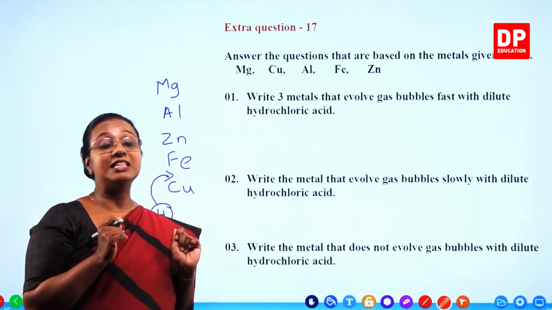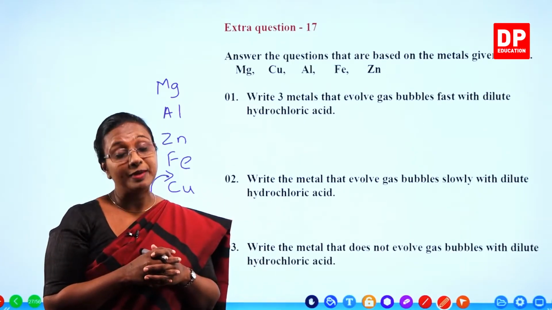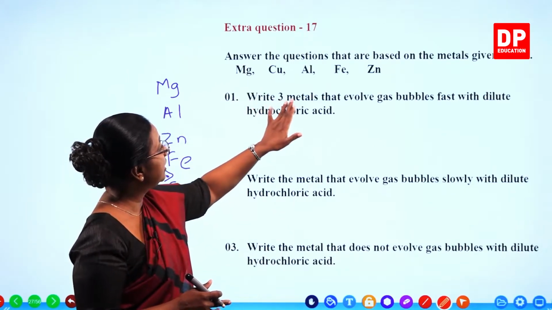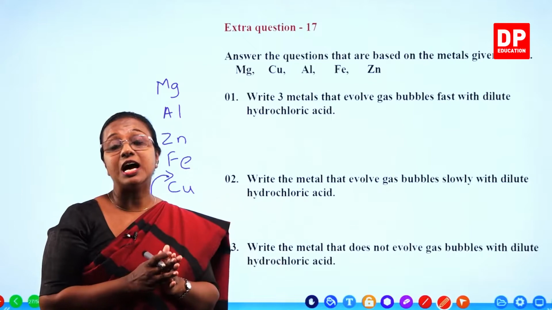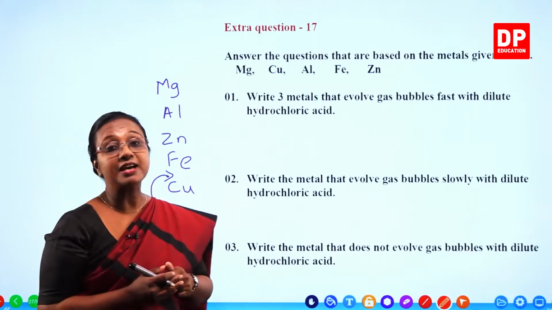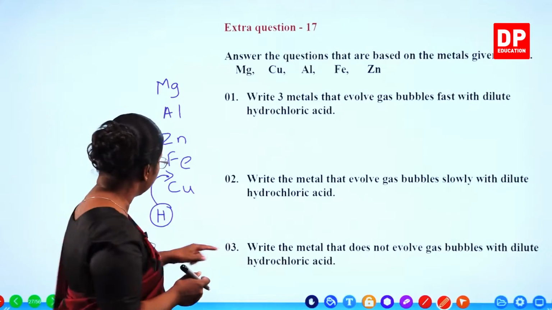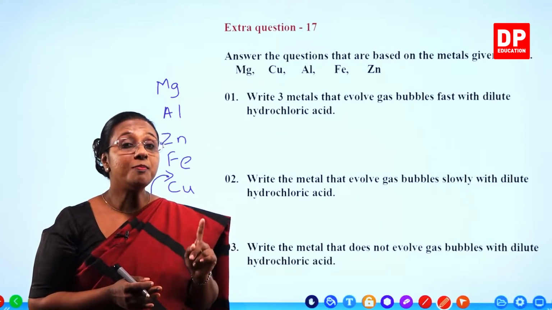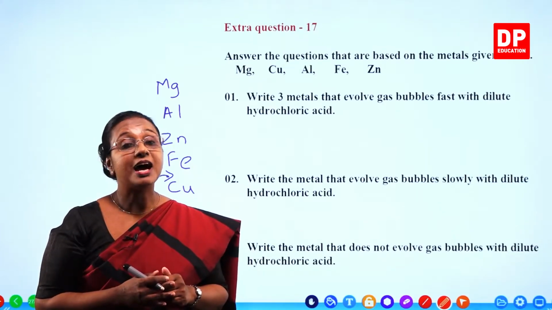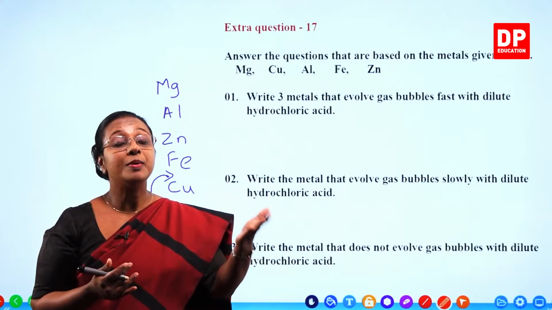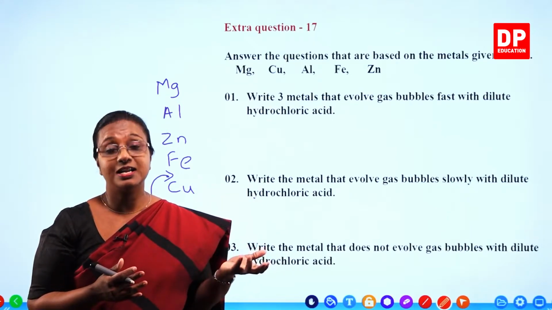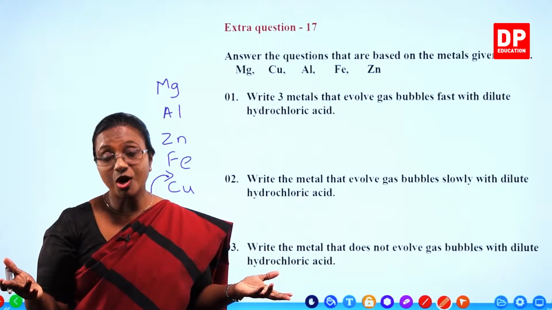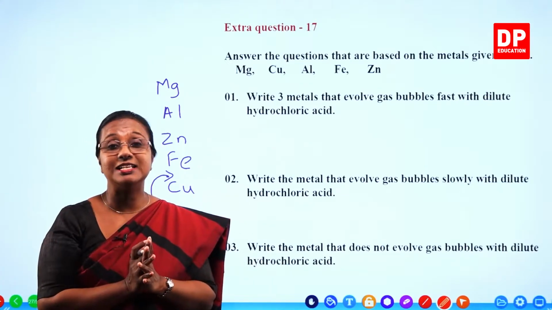So if you relate this with the reactivity of metals with acids, you can remember that magnesium, aluminium and zinc react fast with dilute hydrochloric acid. Iron reacts slowly with hydrochloric acid. Why? Because iron is just above hydrogen and it is a slow reaction. But copper does not react with dilute hydrochloric acid. Why? Copper is less reactive than hydrogen. Copper is below hydrogen, so therefore the reaction does not happen. Now can you all understand that?